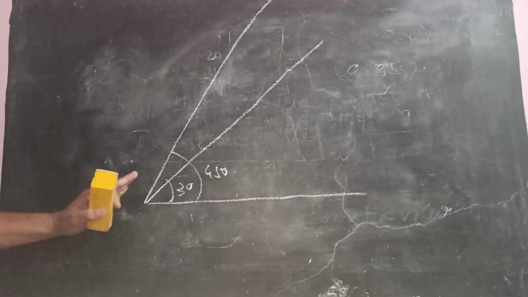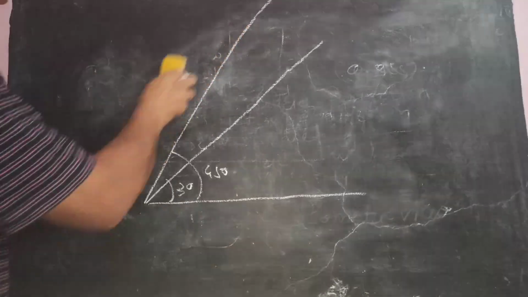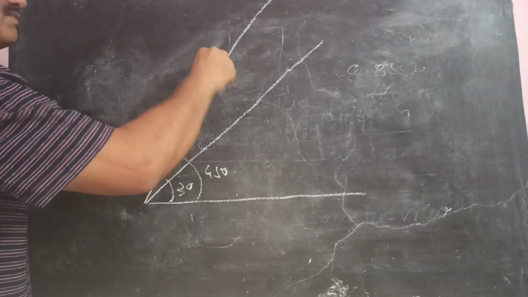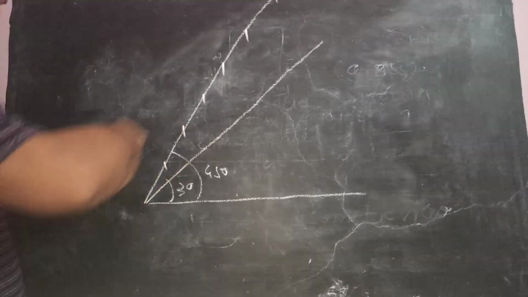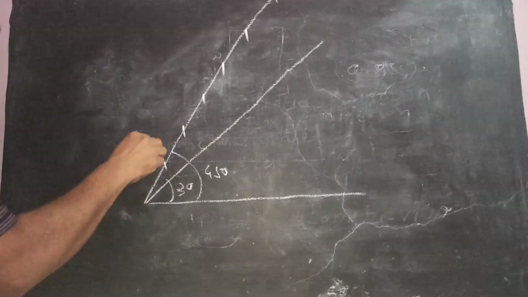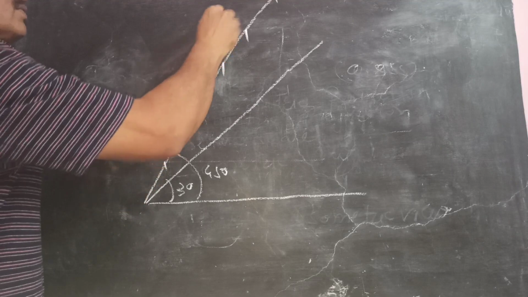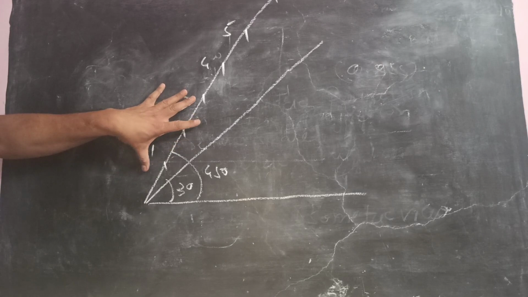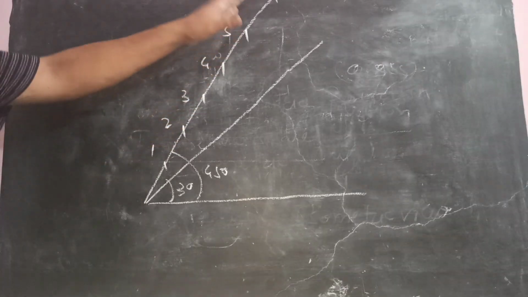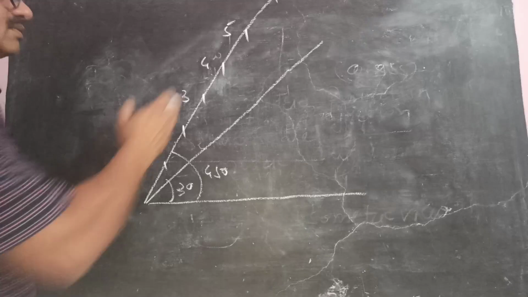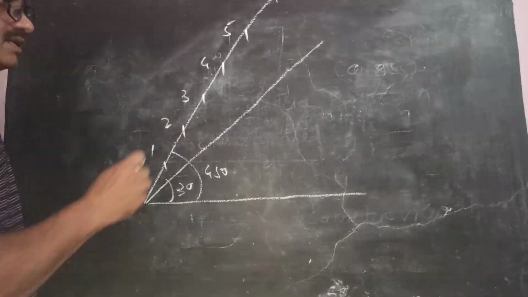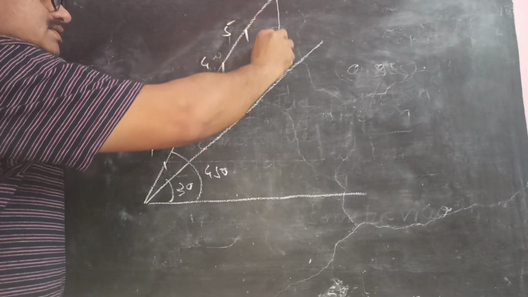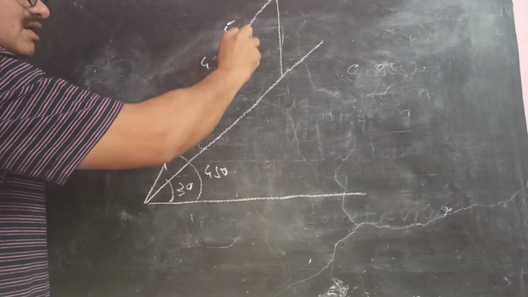Then on this line of 45 degrees, mark the divisions: 1 centimeter, 2 centimeter, 3 centimeter, 4 centimeter, 5 centimeter, 6, whatever it may be. Name them 1, 2, 3, 4, 5, 6. So this is 1 centimeter, this is 2 centimeter, this is 3 centimeter, this is 4 centimeter. Simple divisions on this 45 degree line. Then from each of these divisions, we have to draw vertical lines meeting the line of 30 degrees. All these lines should be vertical.